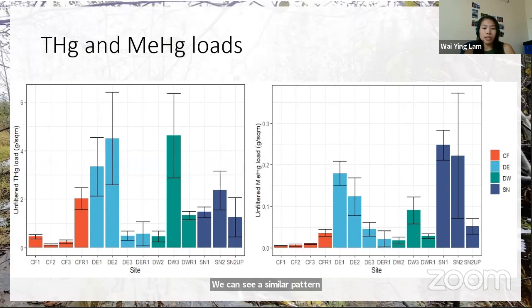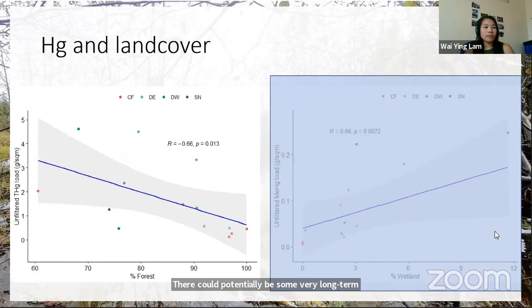We can see a similar pattern in the total mercury loads, with the exception of Dinorwic 3 and Centerfire reference 1. The Centerfire reference 1 site in particular is a bit of an anomaly on the total mercury front because it is in most ways quite similar to the other Centerfire sites, but the area was harvested some 10 years previously, so there could potentially be some very long-term lingering effects, but more study is required on that one.